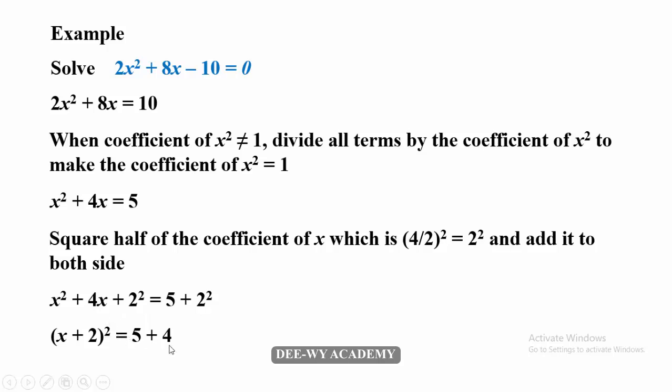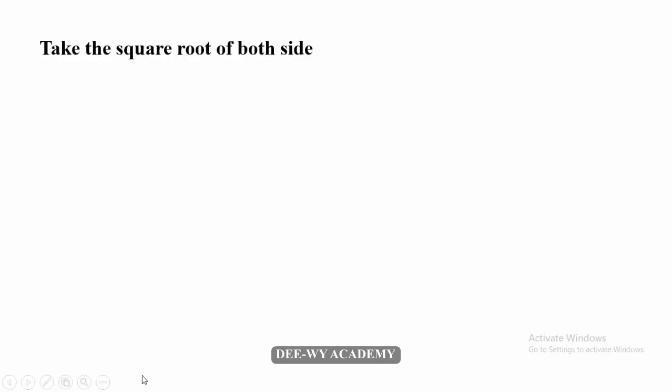Then we have to solve this side of the equation. When you solve it, you have 9, which is 5 plus 4. 5 plus 4 is equal to 9. At this point, we take the square root of both sides. If we take the square root of both sides, we have x plus 2 is equal to plus or minus square root of 9.